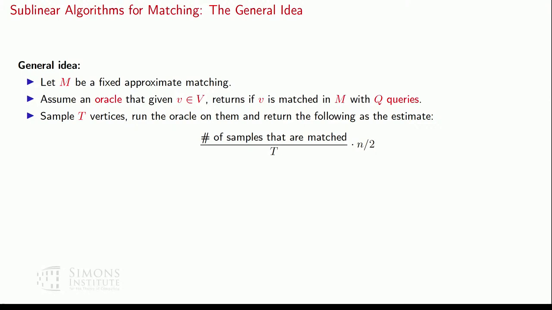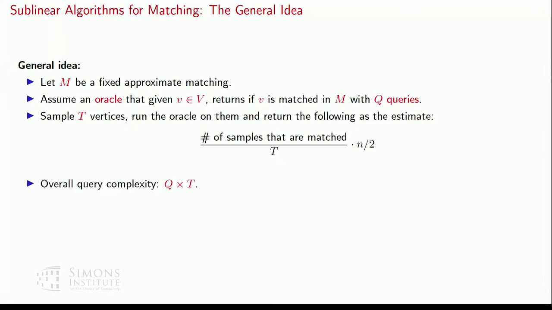Then the way we estimate the size of the matching is we sample t vertices at random, run the oracle on these t vertices, and this is the fraction of the vertices that are matched. We multiply it by n. This will be our estimate of the number of vertices that are matched in the whole graph. So we basically assume that the samples we take represent the vertices of the graph well. We just look at their empirical average and multiply this by the number of vertices. This gives the number of vertices that are matched in the whole graph. We divide by 2 because we want to count the number of edges, typically, not the vertices.